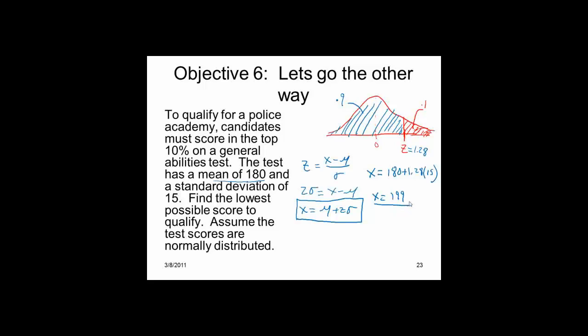Okay. So let's note again, this one's going the other way. We're given a normal distribution. We are told an area. That means we have to go backwards and find the z-score. Once we have that z-score, we can transform into the x realm by using this guy right here.